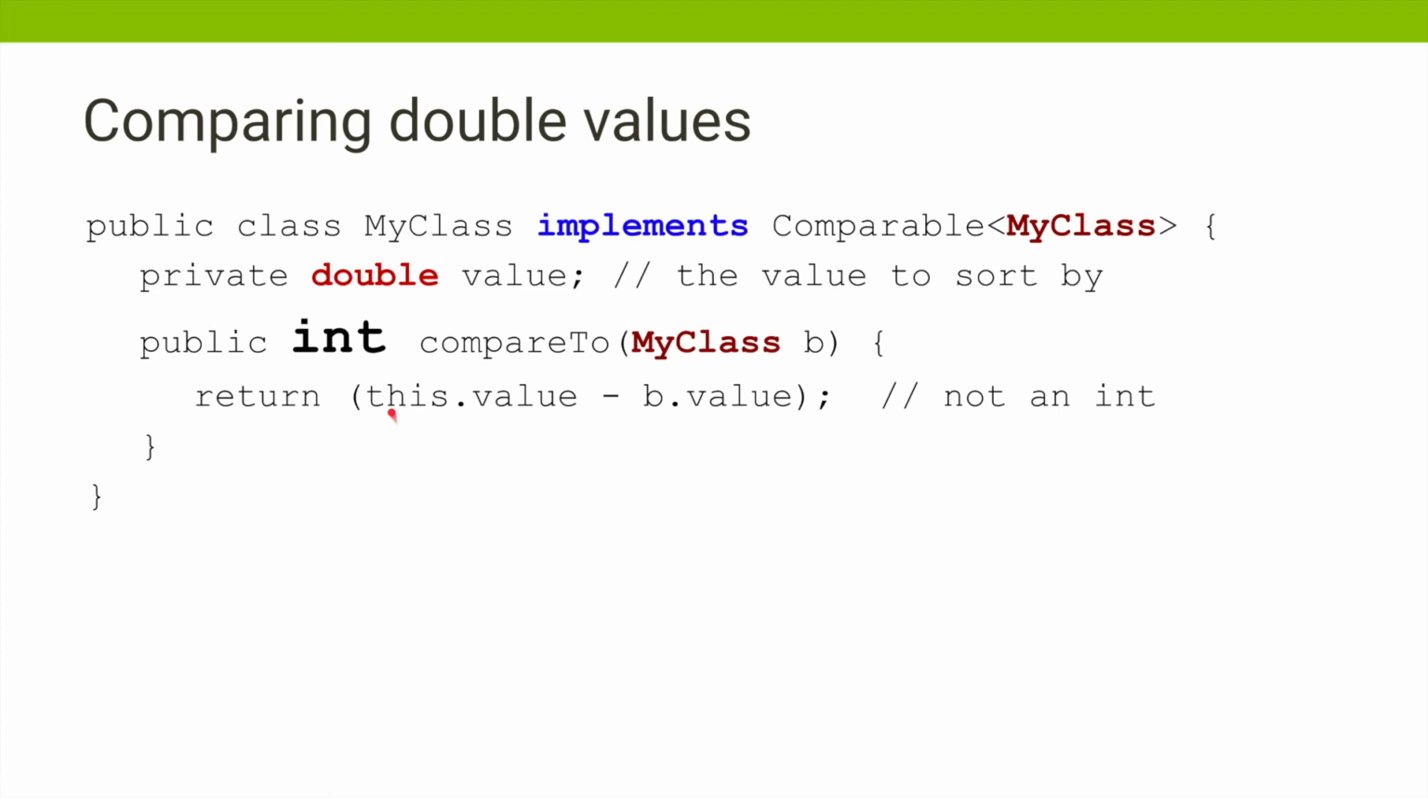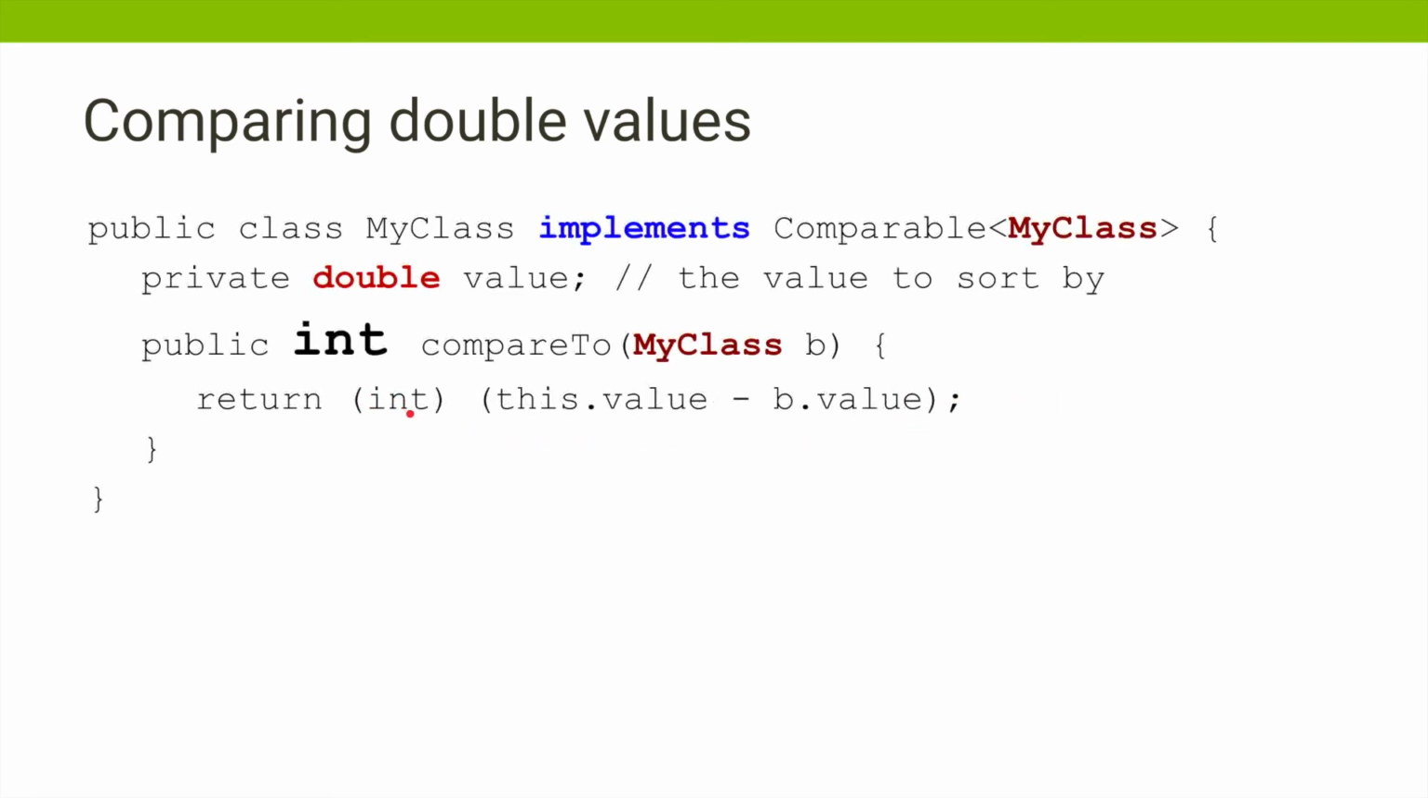Can I do this? Can I do this dot value minus b dot value? I work with integers. Does it work? Oh, wait a minute. These values are doubles, so when I subtract them, they're not an int. Well, that's an easy fix, right? I just cast to an int, right? Just totally cast it to an int, and then it will work, right?